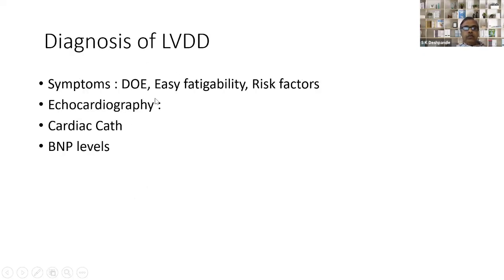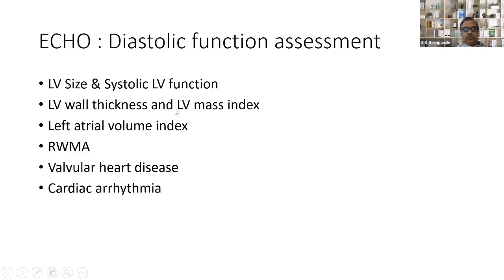So, diagnosis: dyspnea on exertion and very easy fatigability. These are the two important things. And if you add this to the risk factors, which I already described, then we get a feel that the patient might be having a diastolic dysfunction. Then we confirm it by echocardiography, cardiac cath, and BNP. Echocardiography is the most practical, which I will describe now.